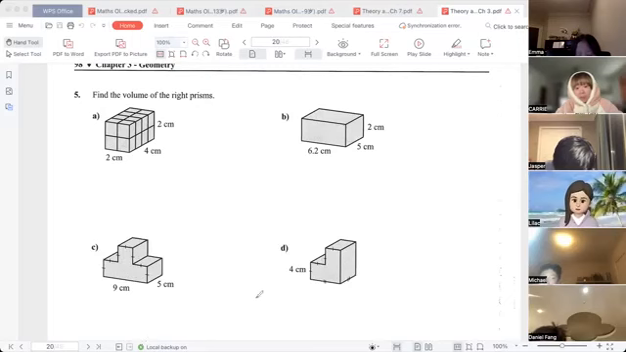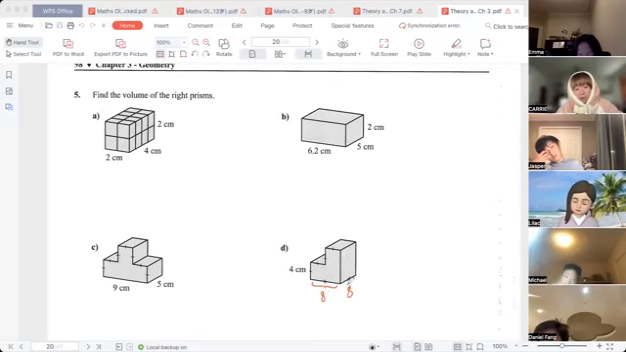Okay, so let's take a look at the next one. So this is 4, and this is 8, and this is 8 as well. Did you get it? So these two.